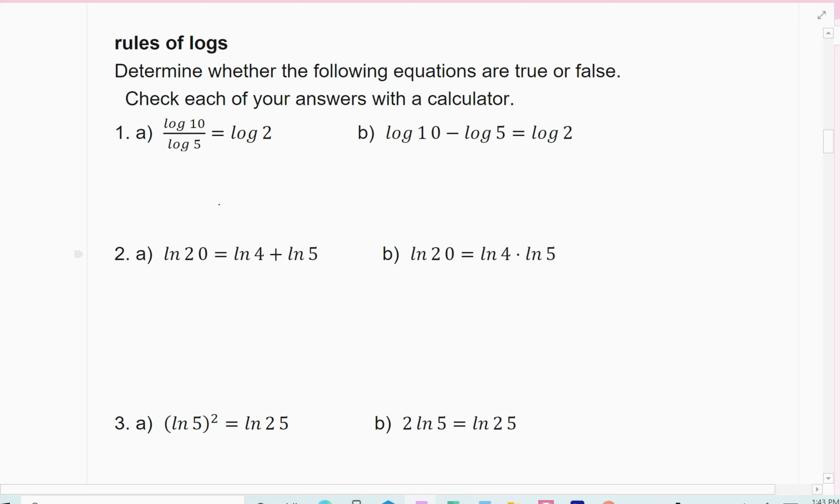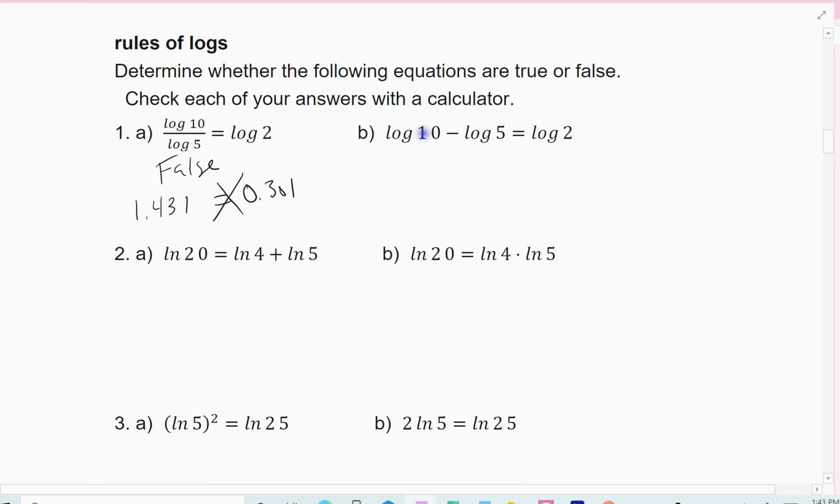Alright, so the first example: is the log of 10 divided by the log of 5 the same as the log of 2? The answer to that is no, that's false. If you type the log of 2 into your calculator, that comes out 0.301. If you type in the log base 10 divided by log base 5 into the calculator, that comes out 1.4301. Those are not the same, and so that's false. That's a common mistake students will make.